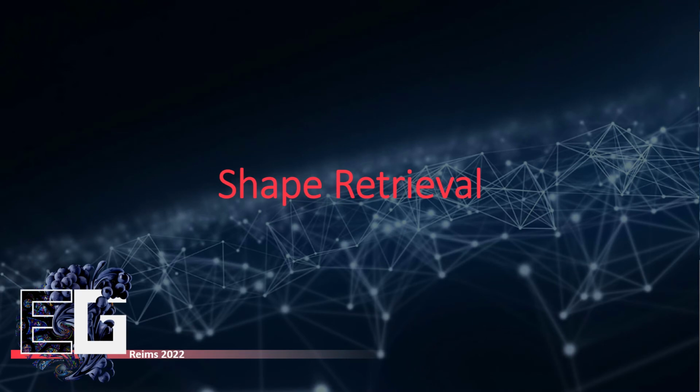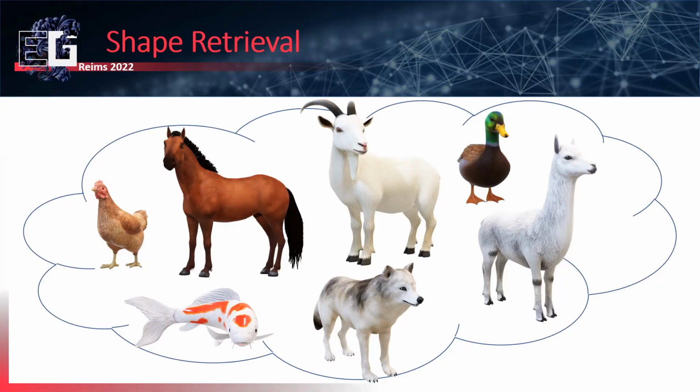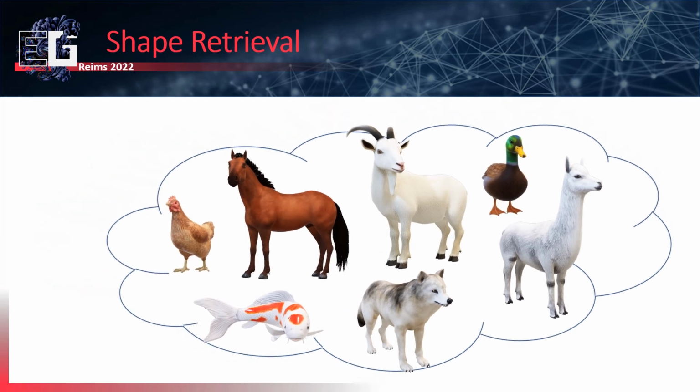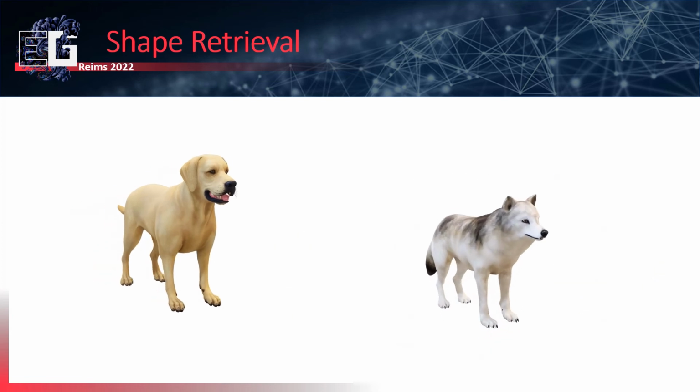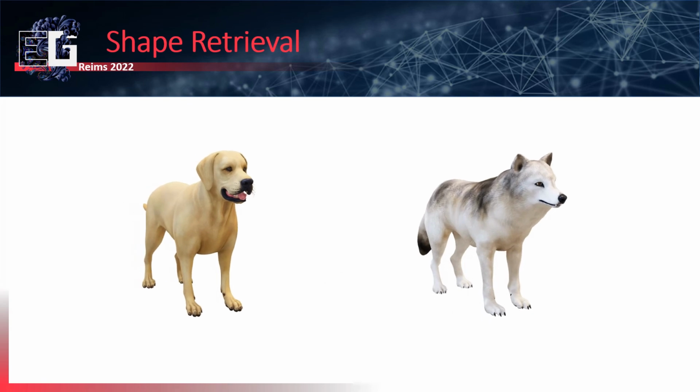The last task that we are going to see is the shape retrieval application. And this can be described as follows. Say that we have a collection of shapes and we are given a query that is another shape, and you want to retrieve the most similar shape in the collection. So in this example, the wolf would probably be the most similar to the dog.